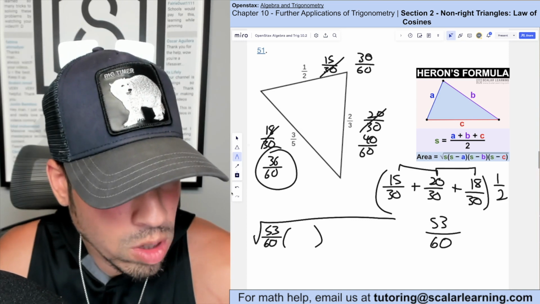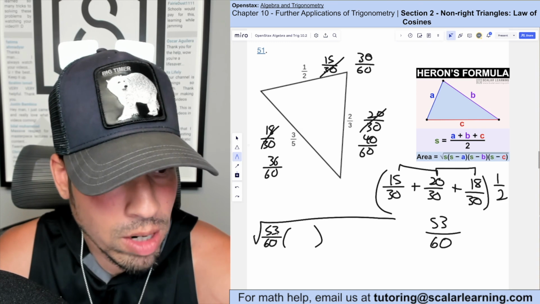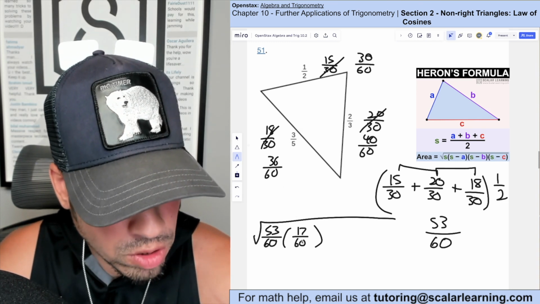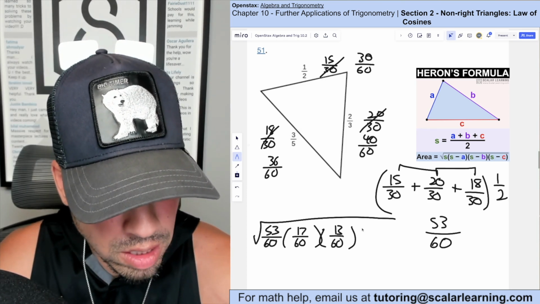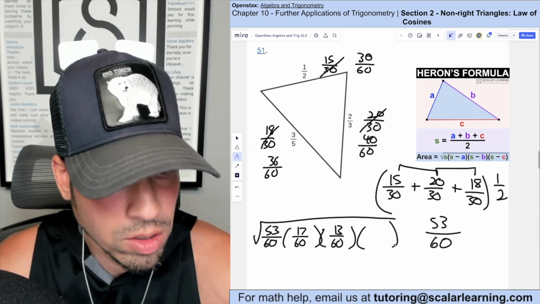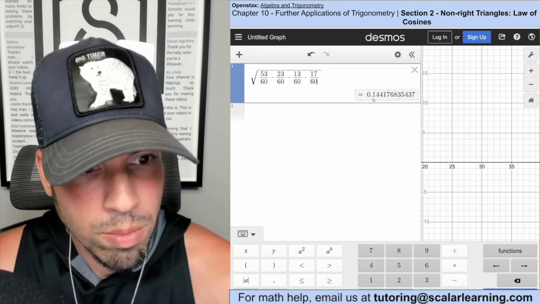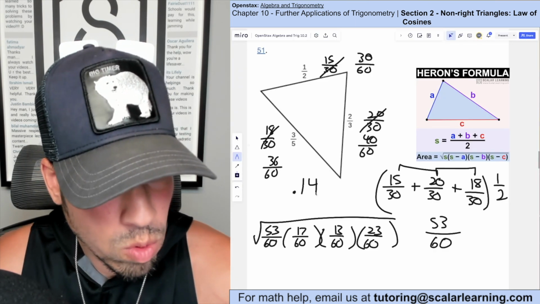So first we have the S, which is 53 over 60, and then it's S minus one of the sides. No particular order, but we're just going to do 1, 2, 3 like that, right? So 53 minus 36, that's 17 over 60. And then 53 minus 40, that's 13 over 60. And then 53 minus 30, that's 23 over 60. All right, let's plug it into Desmos. And we get 0.14 to the nearest hundredth. So our answer is 0.14.